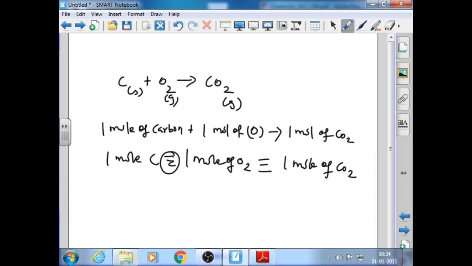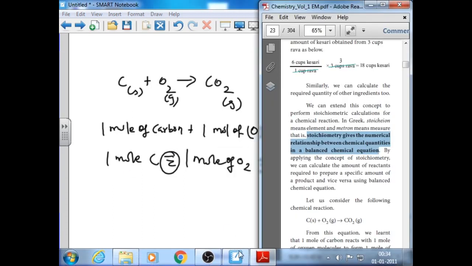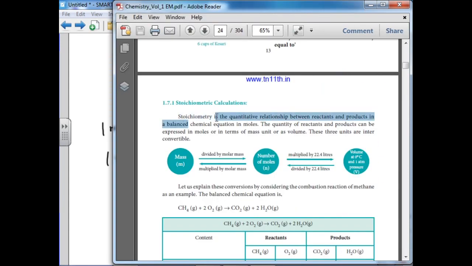Next we are going to stoichiometric calculation. Stoichiometry is the quantitative relation between the reactant and the product in balanced chemical reactions in mole. The quantity of reactant and product can be expressed in mole, or in terms of mass unit, or as volume. These 3 units are interconvertible. So this is the formula. If mass is given, how to calculate the number of mole? If the number of mole is given, how to calculate the volume?